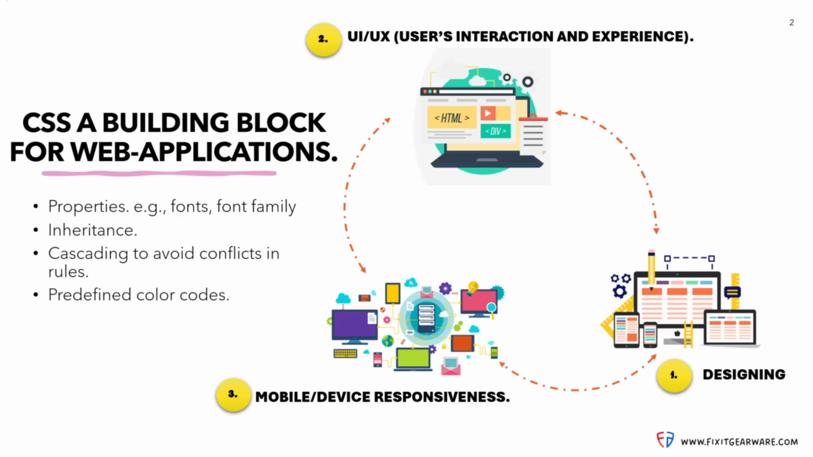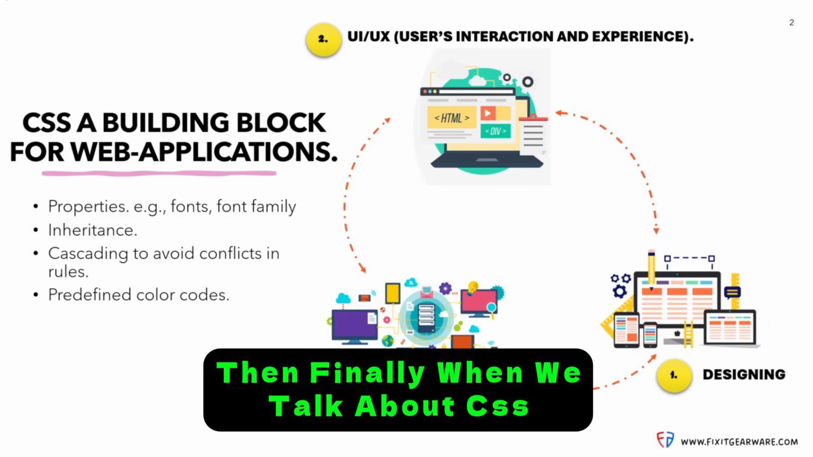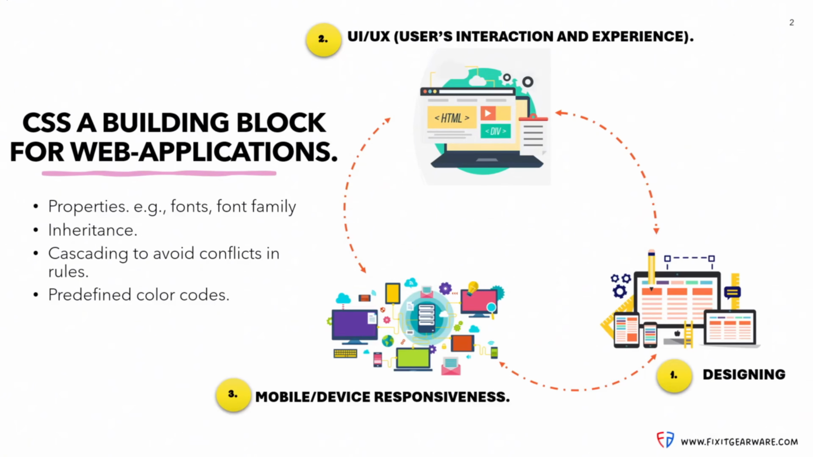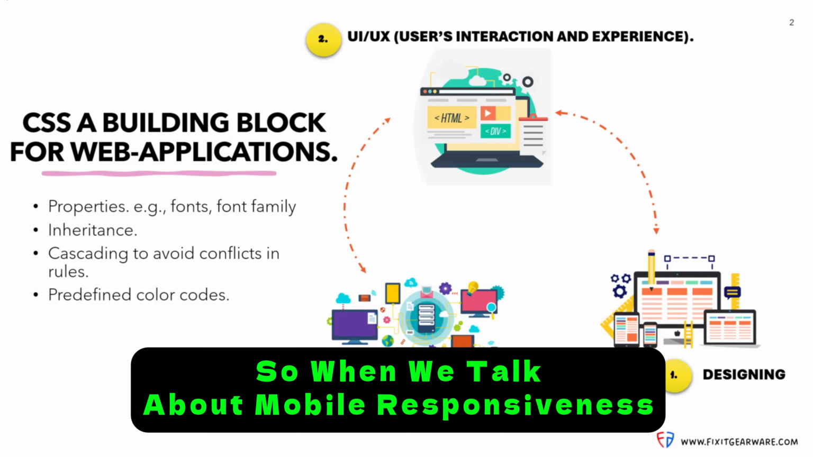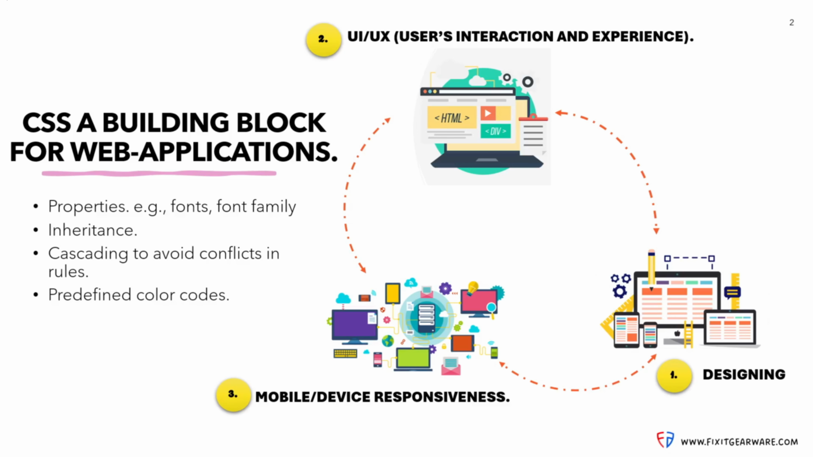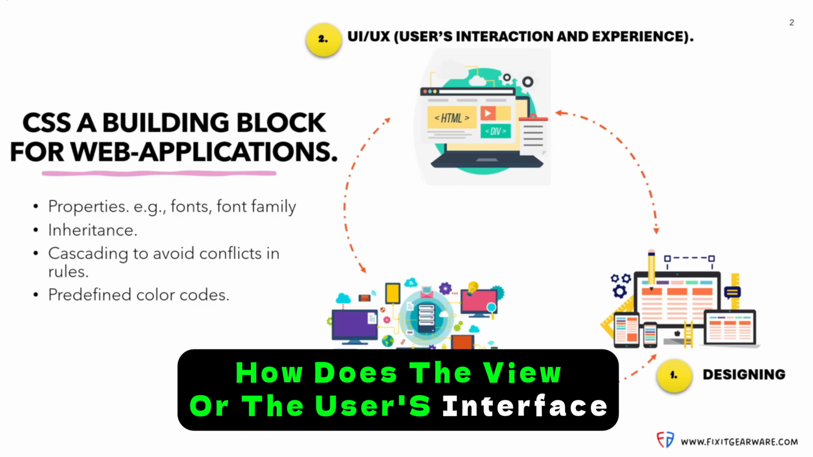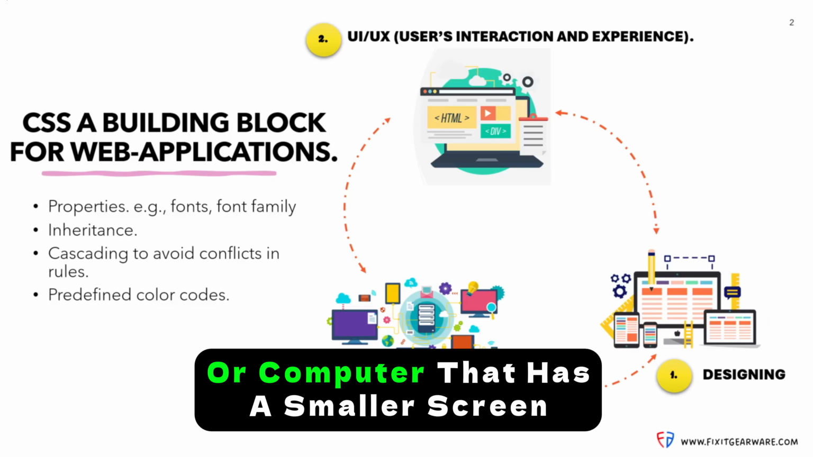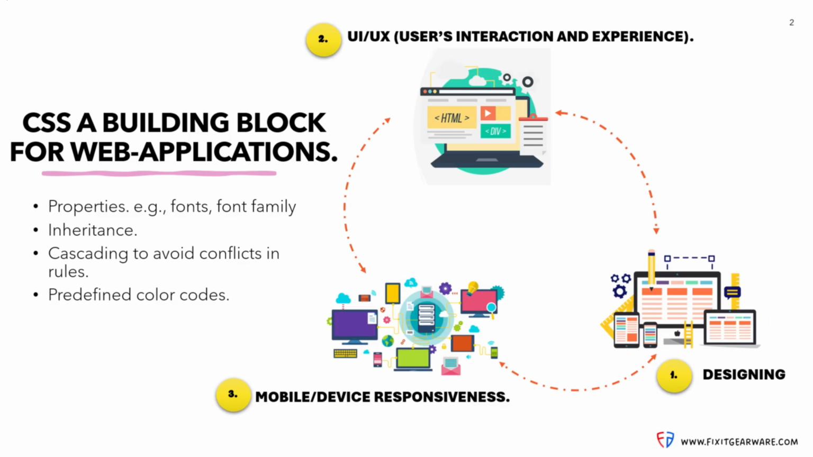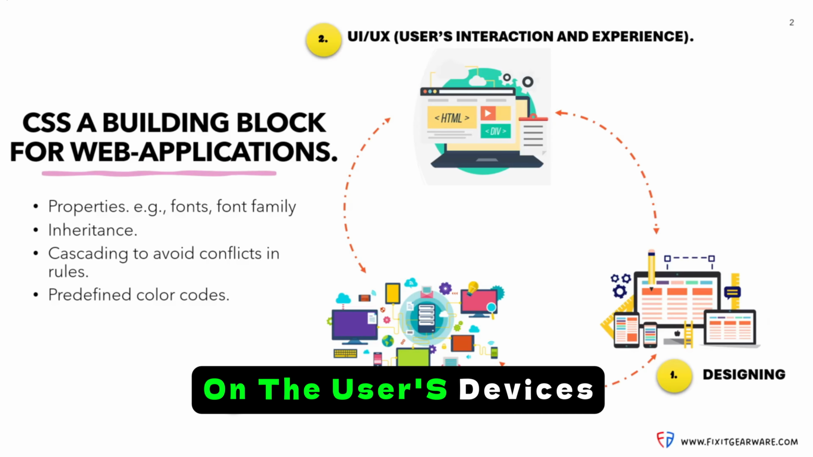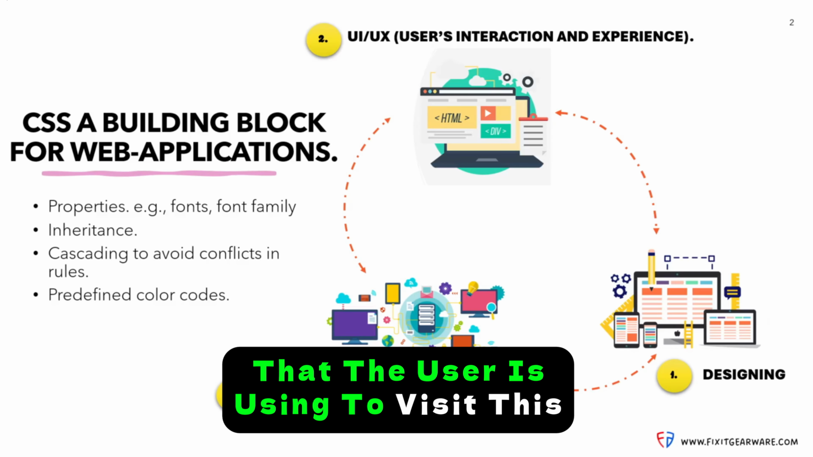Then finally, when we talk about CSS, we have to consider other factors such as mobile responsiveness. When we talk about mobile responsiveness, we're talking about when the user visits the website on a mobile phone, how does it look? When the user visits the website on an iPad, how does the view or the user interface look? Or let's say the user visits the website on a laptop or computer that has a smaller screen, lesser than the standard computer screen, how does the website look on the devices the user is using to visit it?